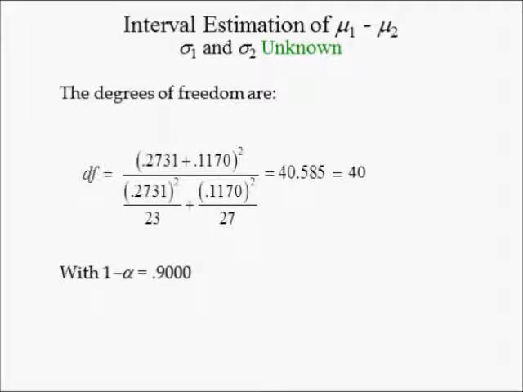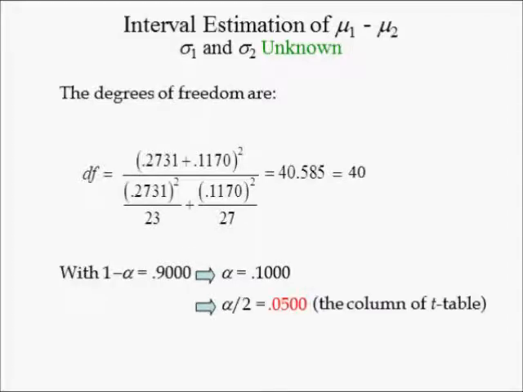Since the confidence level is 0.900, the significance level is 0.1000. Since confidence intervals have two tails, we divide the significance level by 2, which is equal to 0.0500. We use this value to determine which column of the t-distribution table the critical value is in.